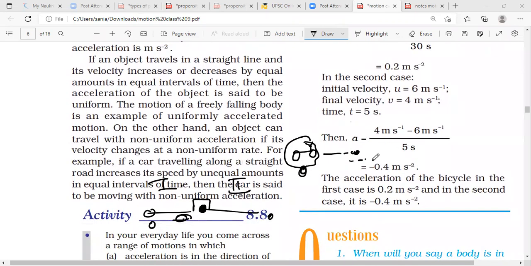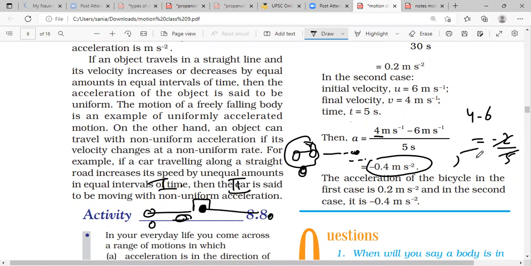But remember, this is minus 0.5, right? Because this is 4 minus 6. So if you subtract, you cannot subtract 4 out of 6. So your answer will be minus, right? Clear? And then if you solve it, you get the answer 2 by 5. So it's like 0.4. Clear? Any problem in solving this? 2 upon 5?